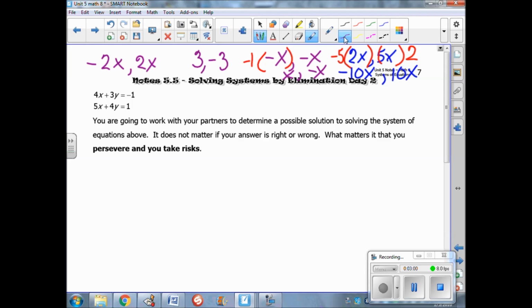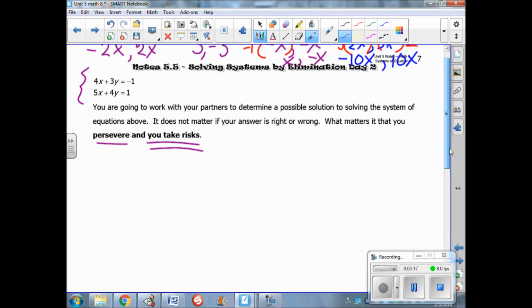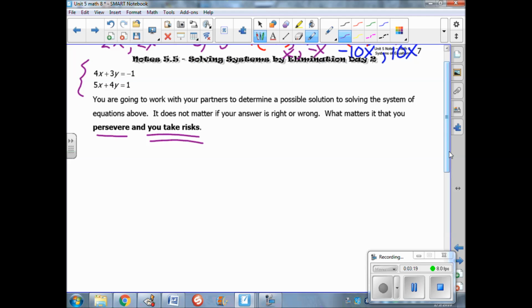So looking at our example, I've got my system right here, and it says you're going to work with your partners to determine a possible solution to solving the system of equations above. It does not matter if your answer is right or wrong. What matters is that you persevere and take risks. So we're going to do these together in these notes, but then when you come into class and you're working on the problem sets, you know that you're going to be working in your groups to solve these systems by elimination.